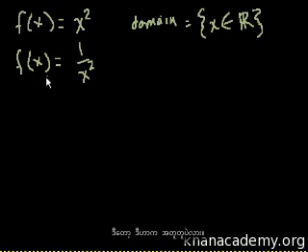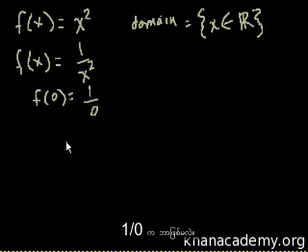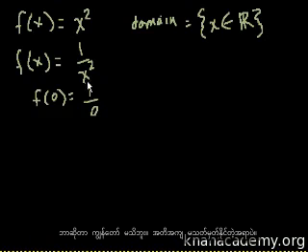So is it the same thing now? Can I still put any x value in here and get a reasonable answer? Well, what's f of 0? f of 0 is equal to 1 over 0. And what's 1 over 0? Well, I don't know what it is, so this is undefined.